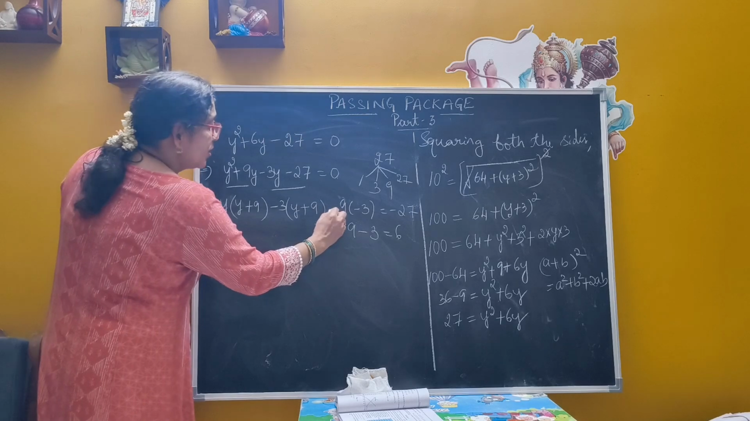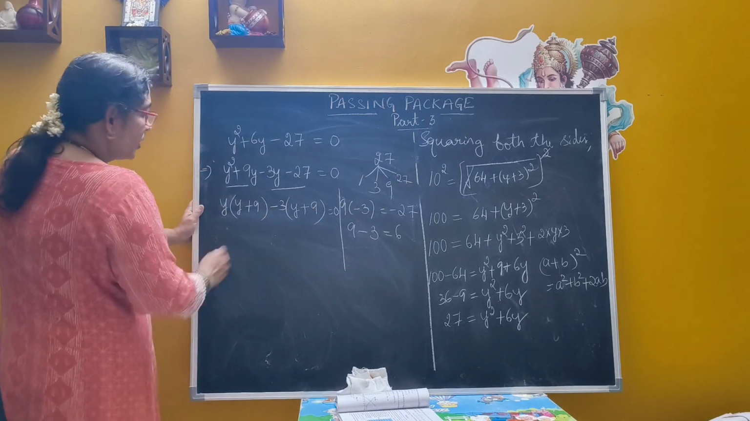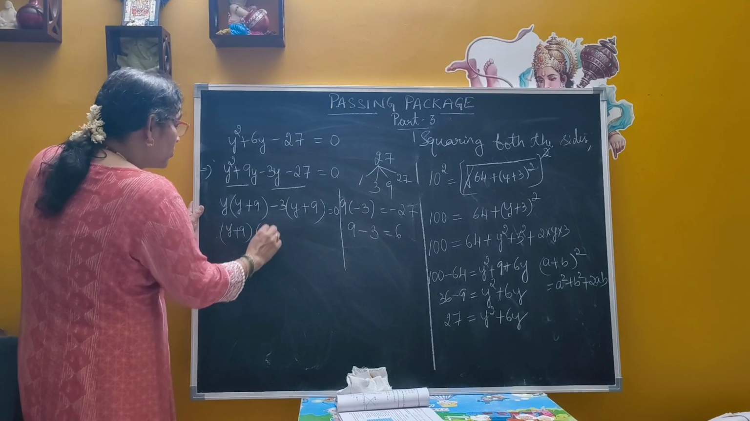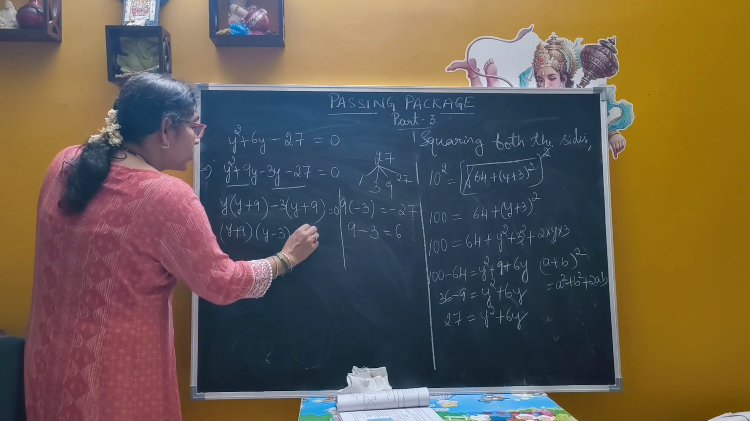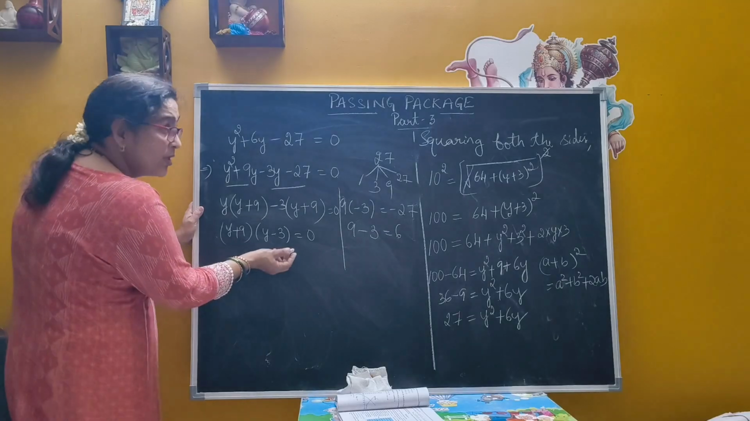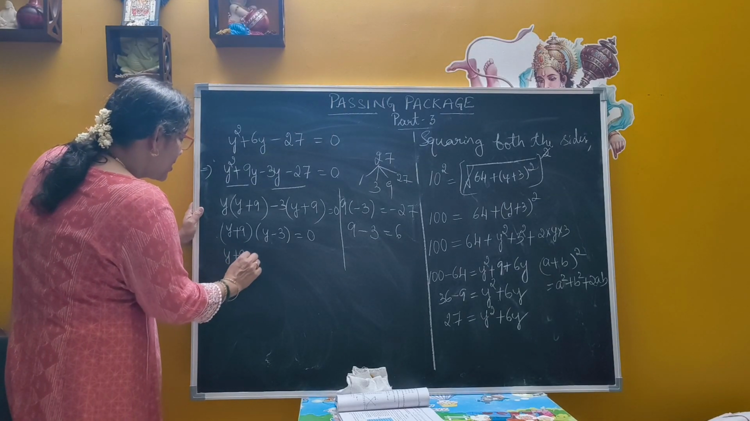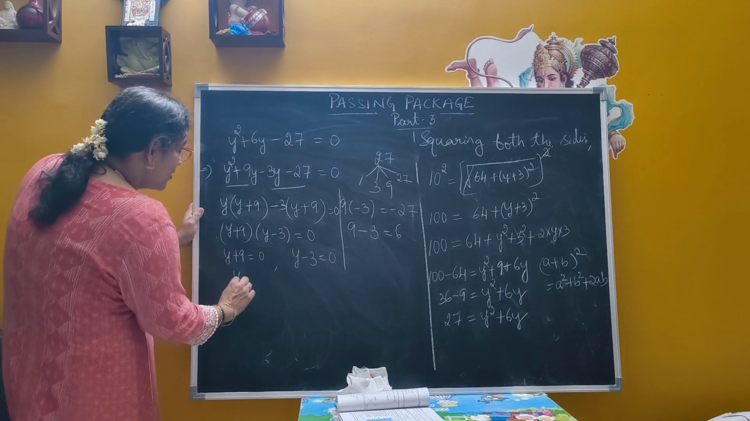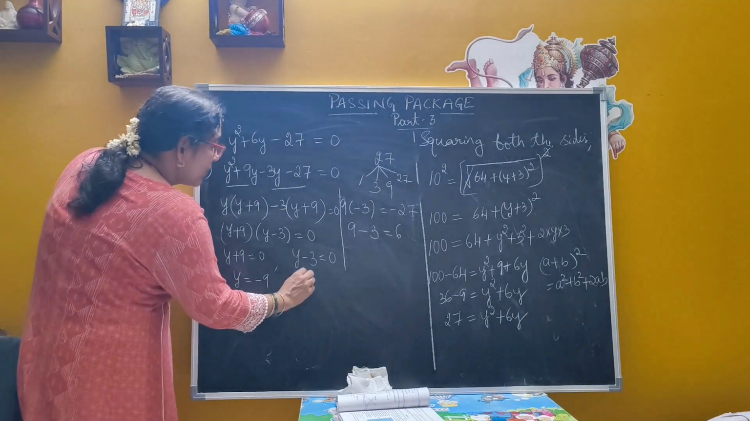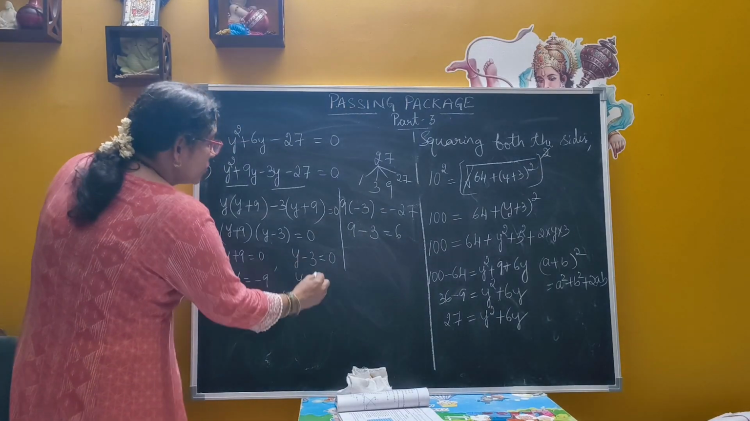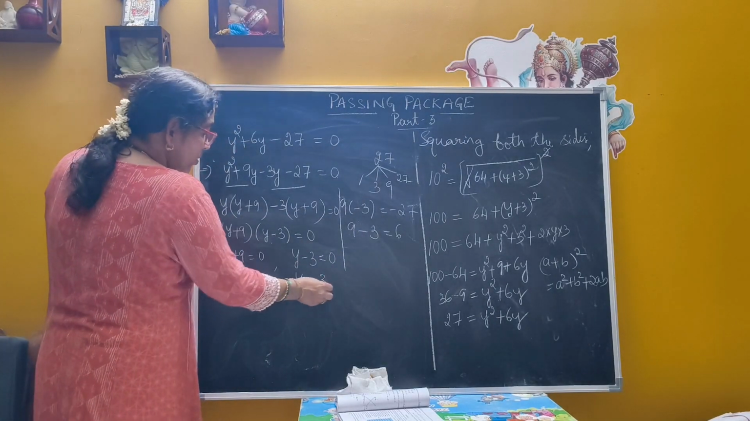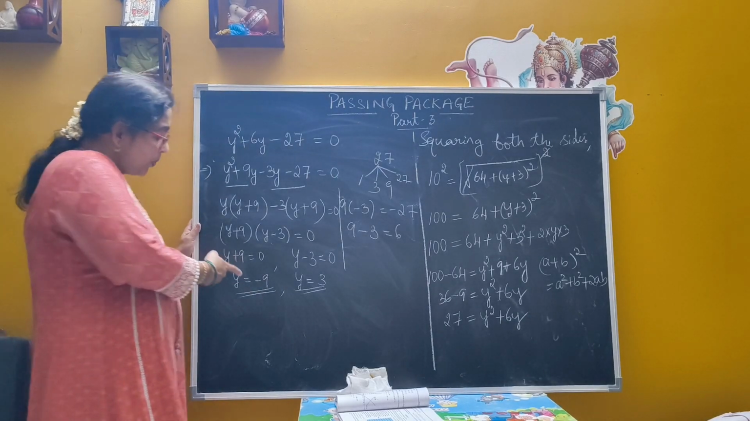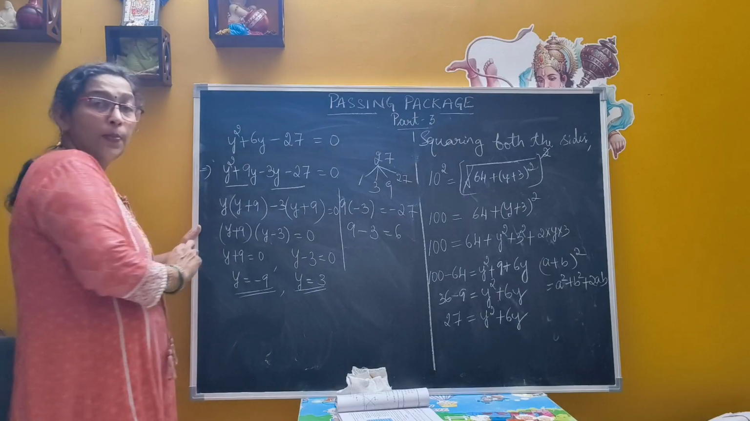So y plus 9 is common again. So y plus 9 into y minus 3 is equal to 0. Using the zero product rule, we can write y plus 9 is equal to 0 and y minus 3 is equal to 0. So y is equal to minus 9 and y is equal to plus 3. So these are the values of y. It could be minus 9 or it could be plus 3.